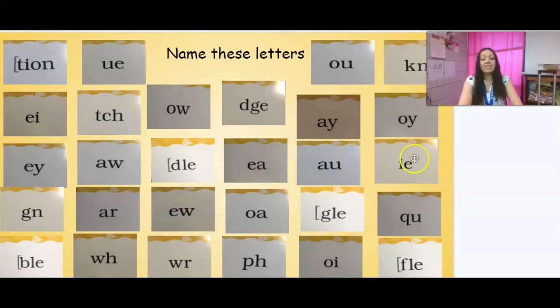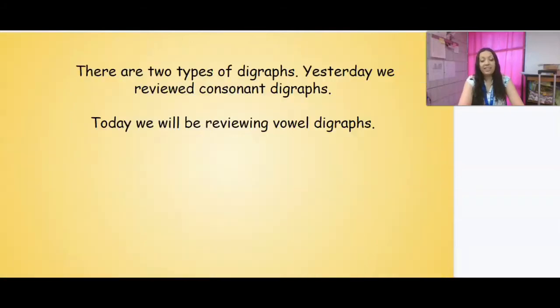digraph AU, digraph IE, ghost, digraph GN, combination AR, digraph EA, digraph OA, final syllable GLE, combination QU, final syllable BLE, combination WH, ghost, digraph WR, digraph PH, diphthong OI, and then final syllable FLE.